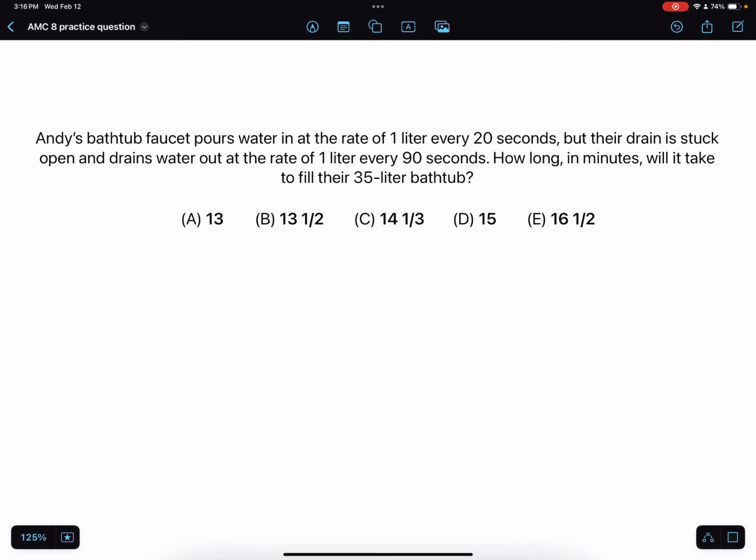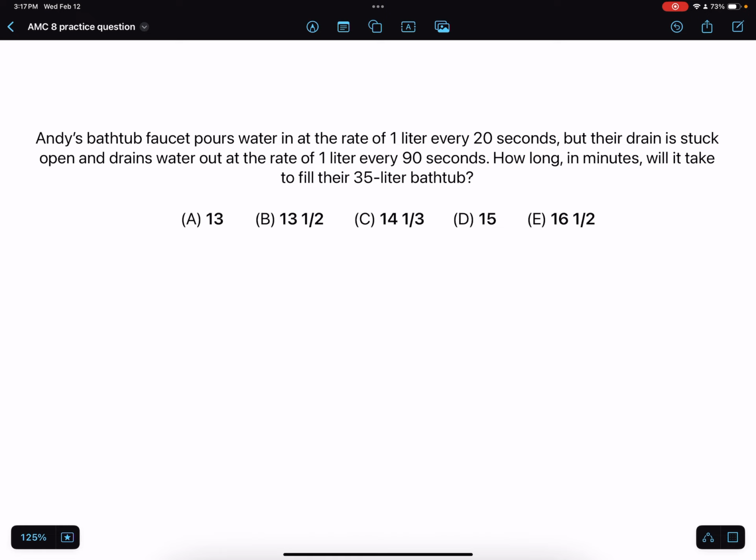Here's the problem statement. Andy's bathtub faucet pours water in at the rate of 1 liter every 20 seconds, but their drain is stuck open and drains water out at the rate of 1 liter every 90 seconds. How long in minutes will it take to fill the 35-liter bathtub?